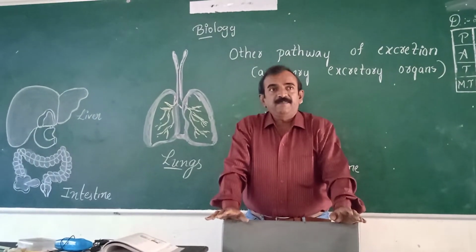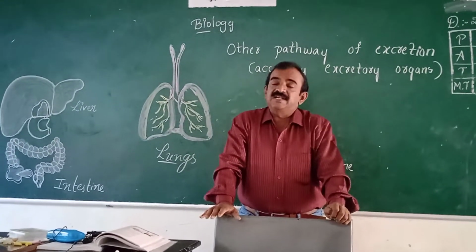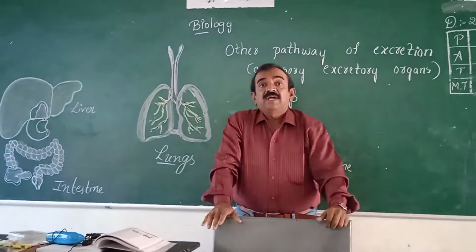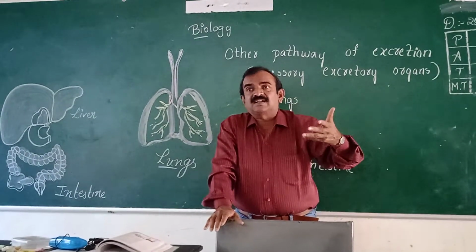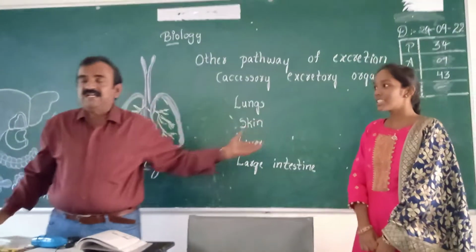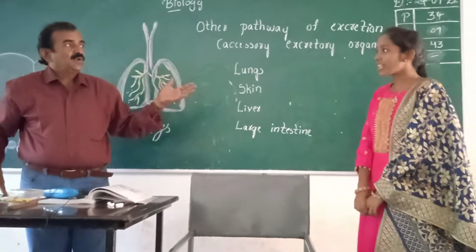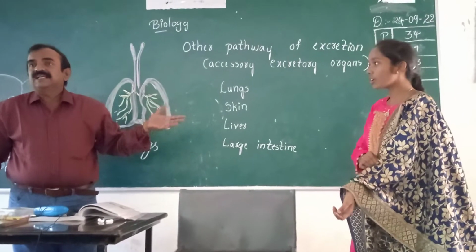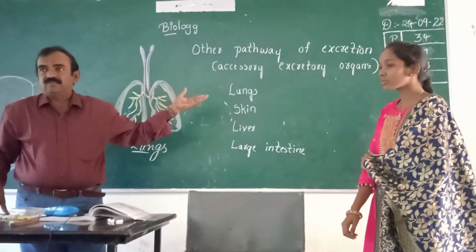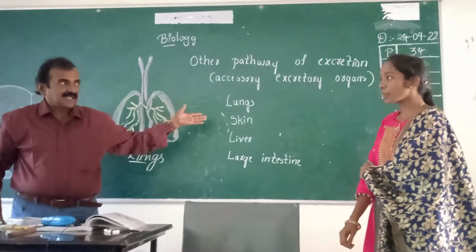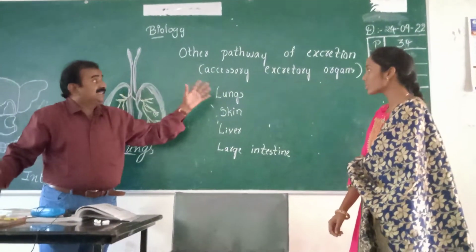Neha, please stand up. What are the chief excretory organs in your body? Kidneys. Say it louder. Kidneys. Sit down. Gautami, please come. What are the other organs called accessory excretory organs, which help in removal of waste? Lungs, skin, liver, large intestine. Lungs remove carbon dioxide and water. Skin eliminates excess water and sweat. Liver eliminates bilirubin and urochrome. Large intestine eliminates calcium, magnesium and iron. That is why these organs are called necessary excretory organs.